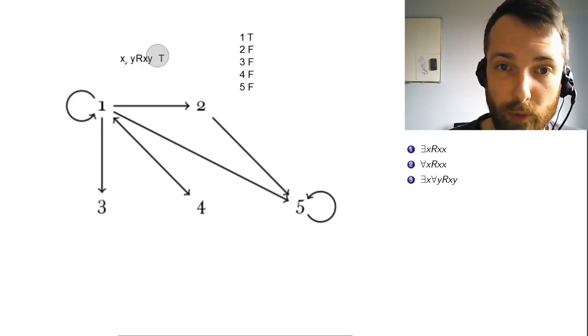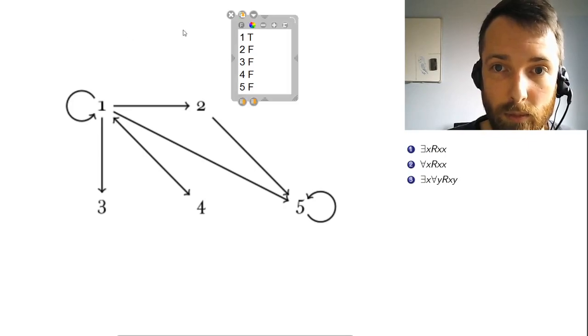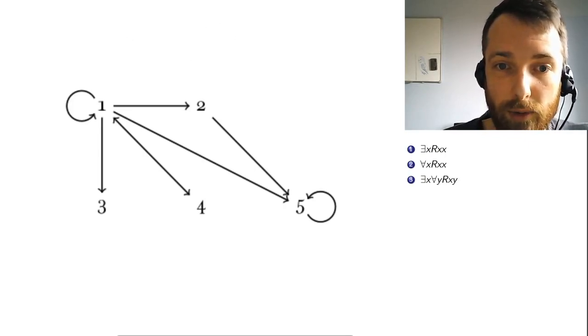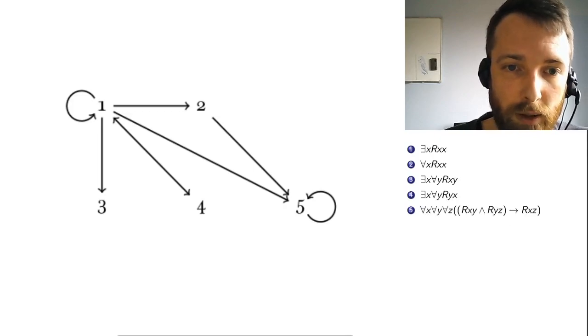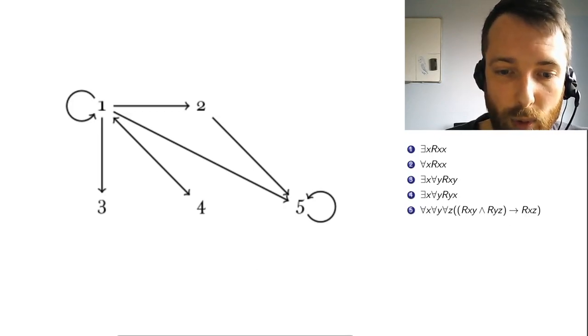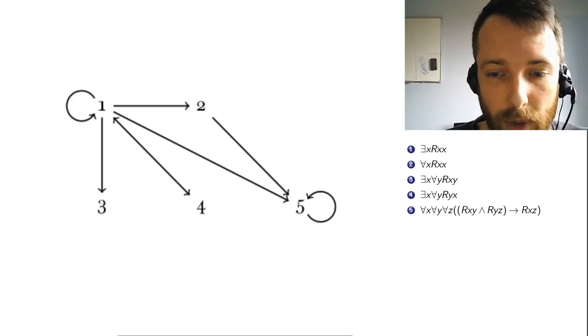Okay, let's do number 5. I said I'd do the odd numbered ones. Number 5 says this. Okay, we have a whole bunch of quantifiers now, 3 of them.